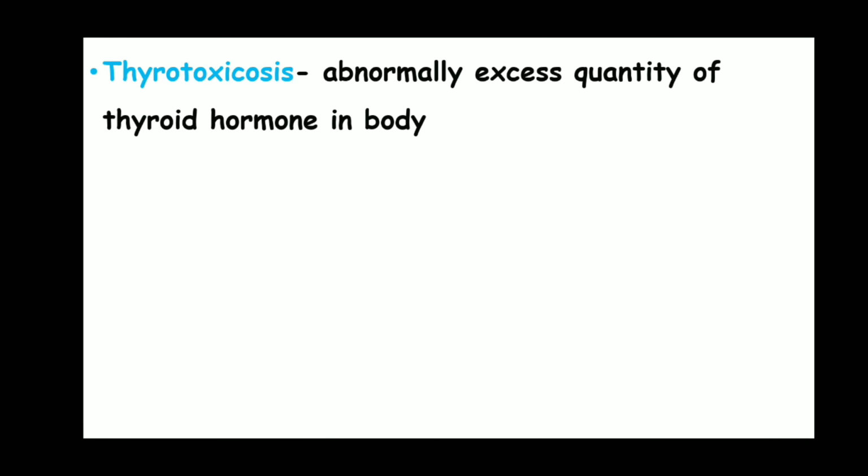Next one is thyrotoxicosis. It's like toxicosis. Anything that is excess is called toxicity. So an abnormally excess quantity of thyroid hormone in the body is called thyrotoxicosis. So it is hyperthyroidism again.